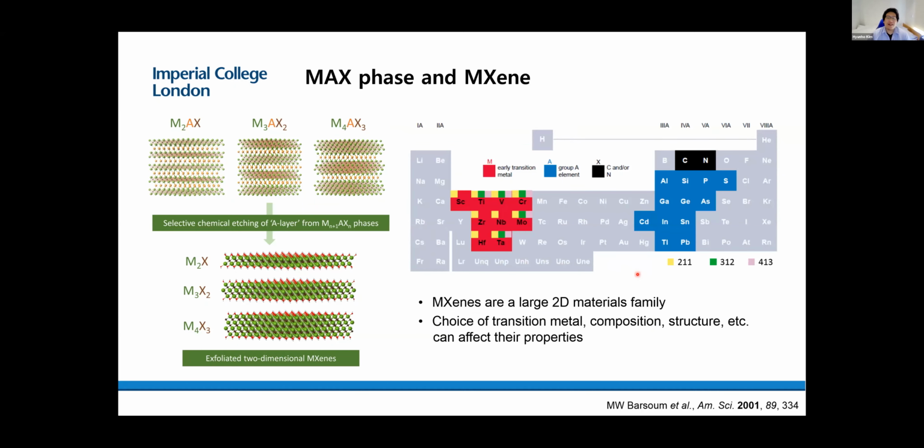And from this periodic table, there are a number of choices of early transition metal, and also A layer, and also the carbon or nitrogen, and each component can also be a solid solution. So in principle, there are numerous possibilities of new MXenes in this large family.